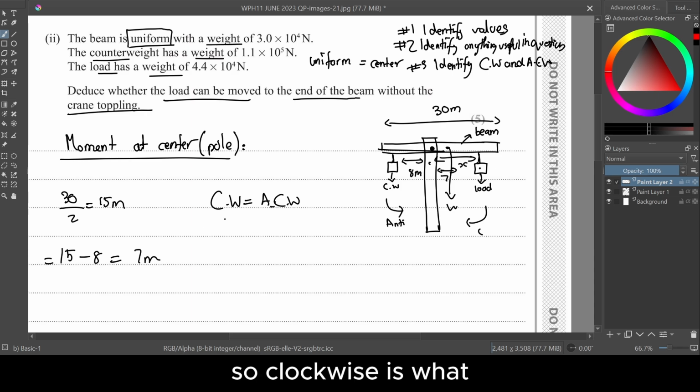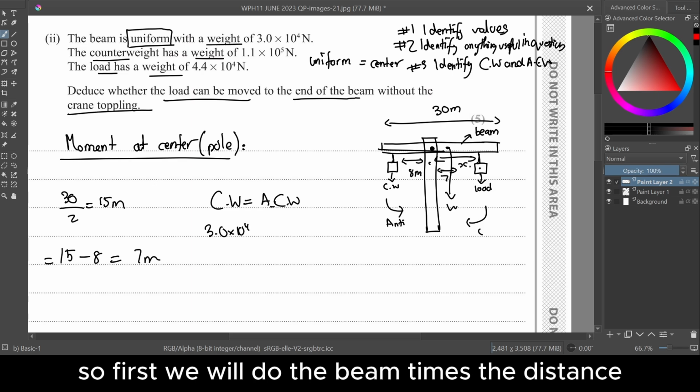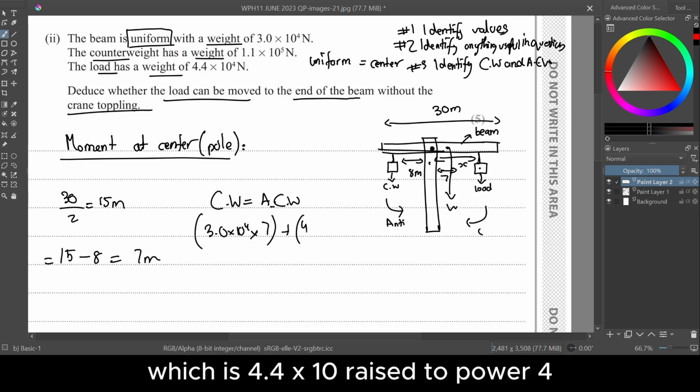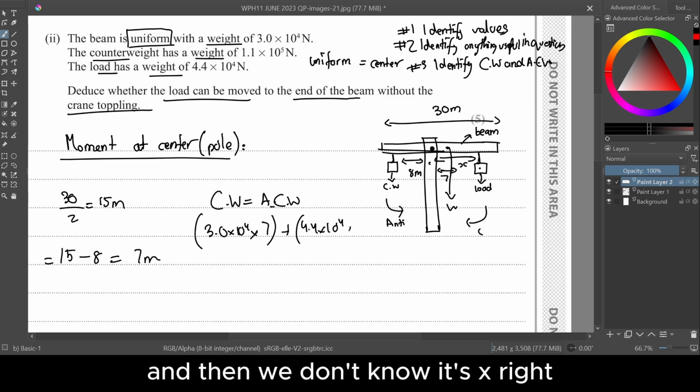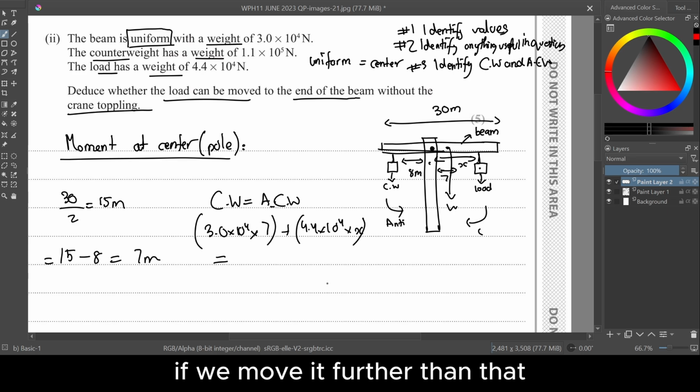So clockwise is what? I have clockwise as 3.0 times 10 raised to power 4 for the beam, times the distance, which is 7, plus the load, which is 4.4 times 10 raised to power 4, times x. We don't know x, right? How much can we go further? If we move it further than that, it will topple anyway.